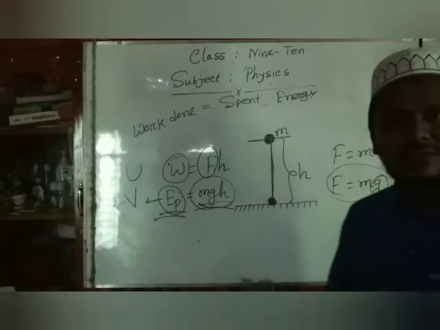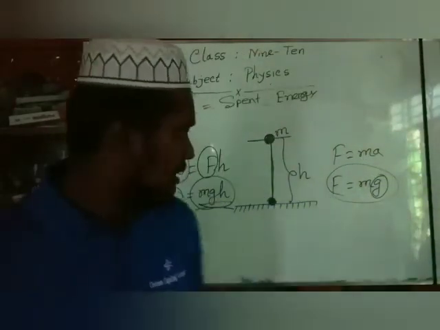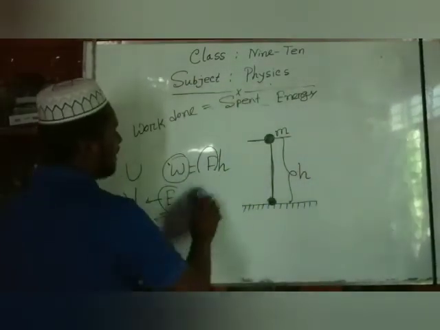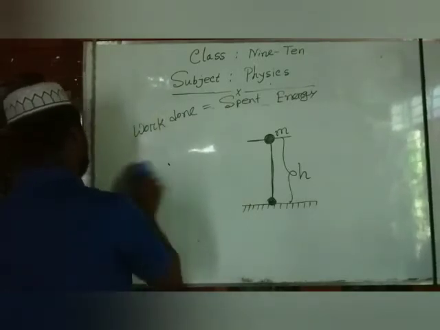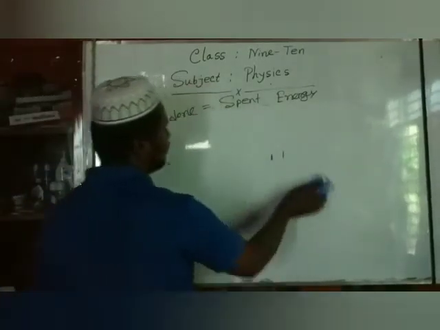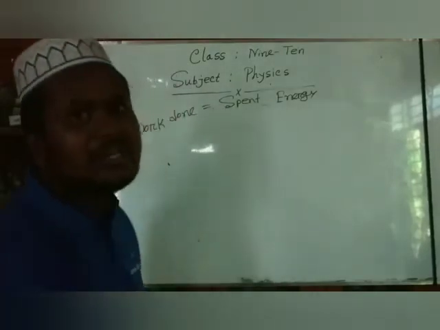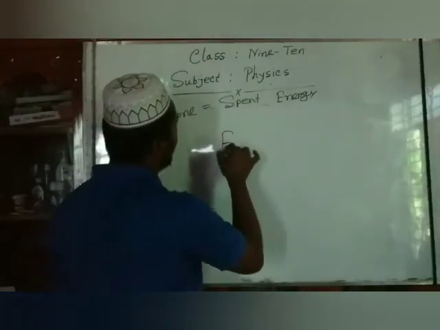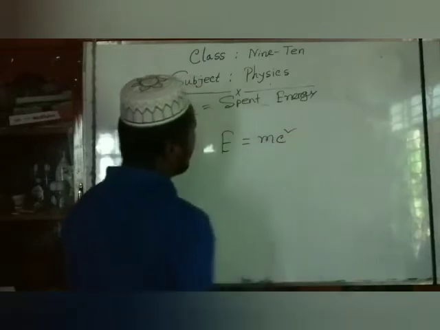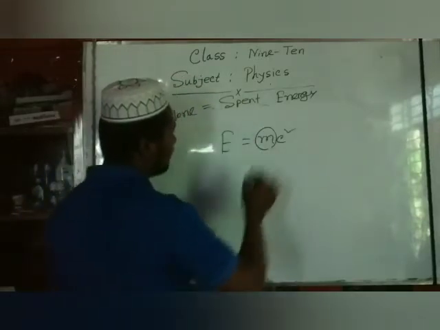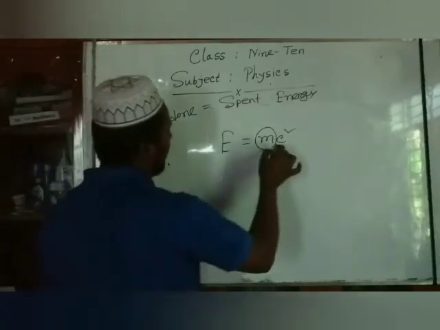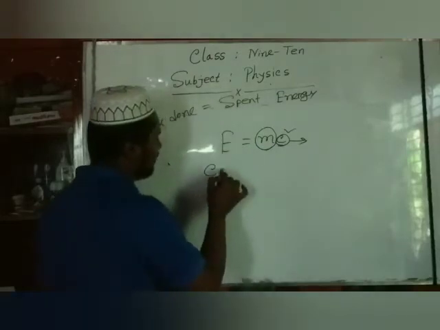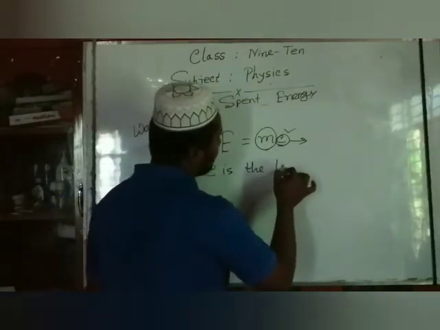Now we discuss the key relation between mass and energy. Einstein's formula E equals mc square, which is related to the theory of relativity. From the theory of relativity, Einstein expressed the formula E equals mc square, where m is the mass and c is the light velocity.